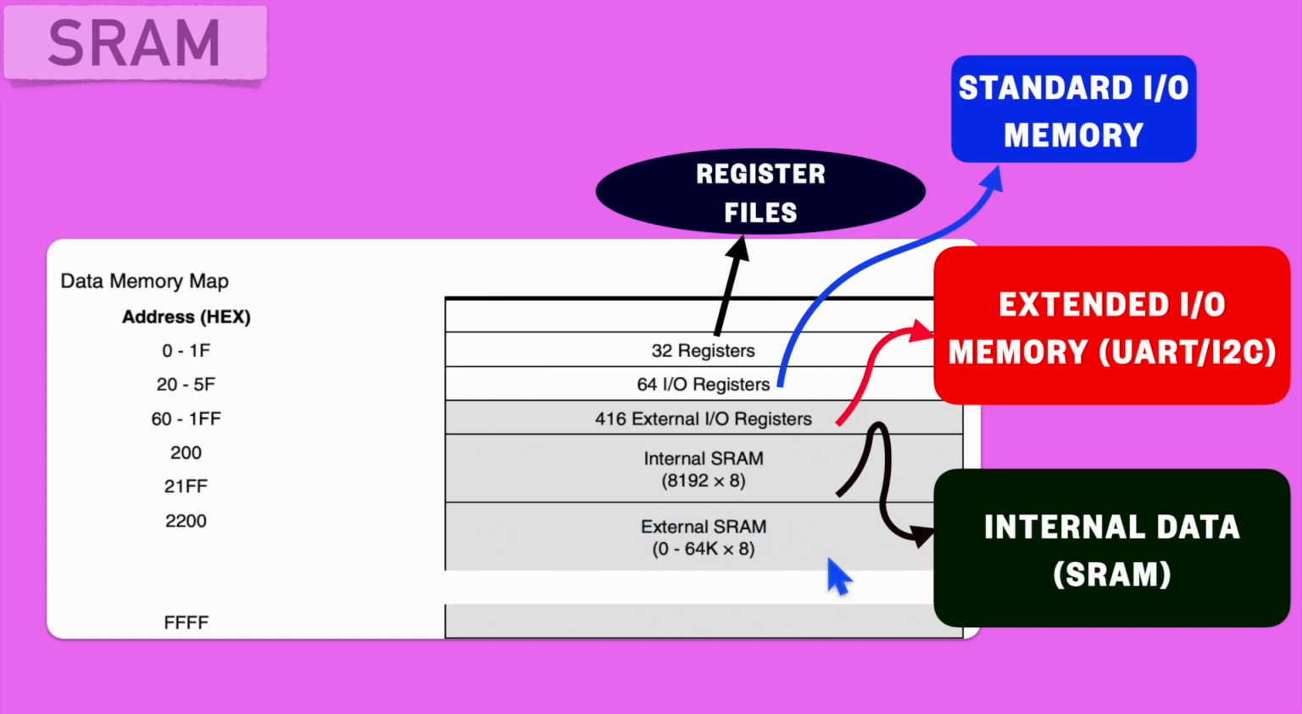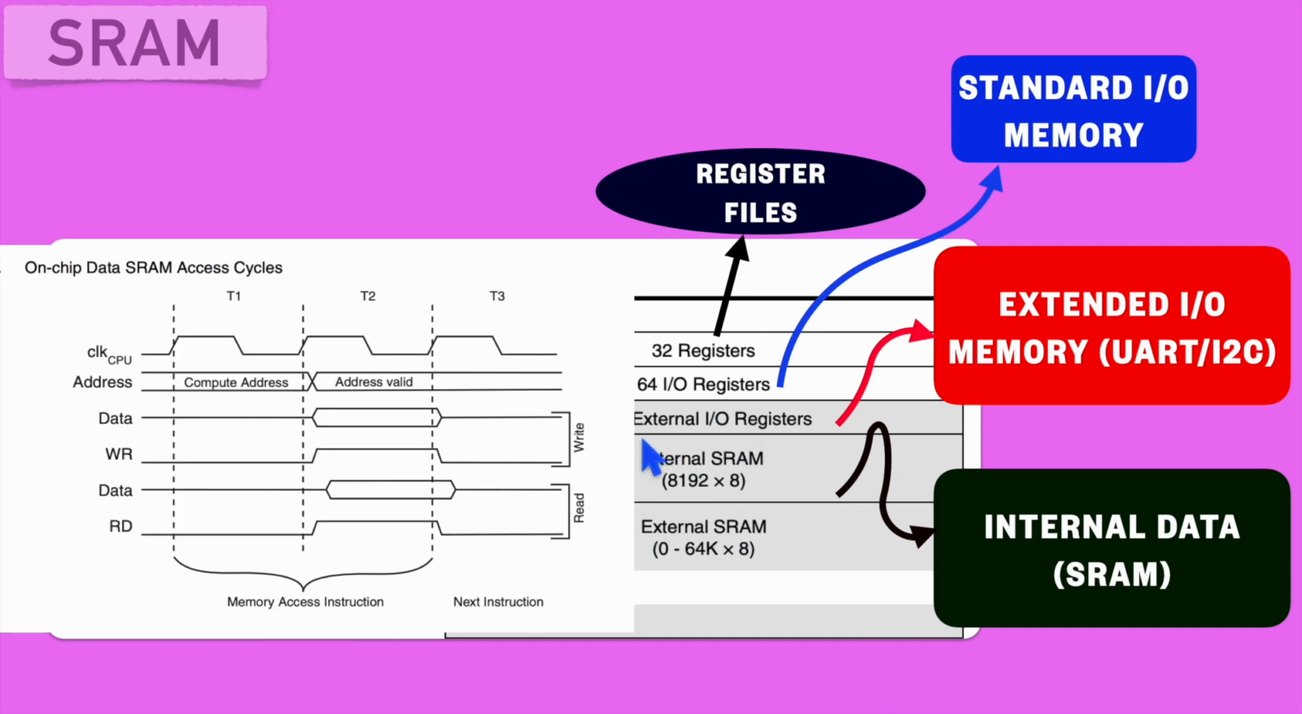To access the external SRAM, one extra clock is required compared with the internal SRAM. Here you can see the transaction of the internal SRAM. You have to pass the address of these memories, and if this address is valid, you can perform write or read operations. That's how, with these two clocks, you can perform write or read operations. But in the case of external SRAM, you need one extra clock for that.